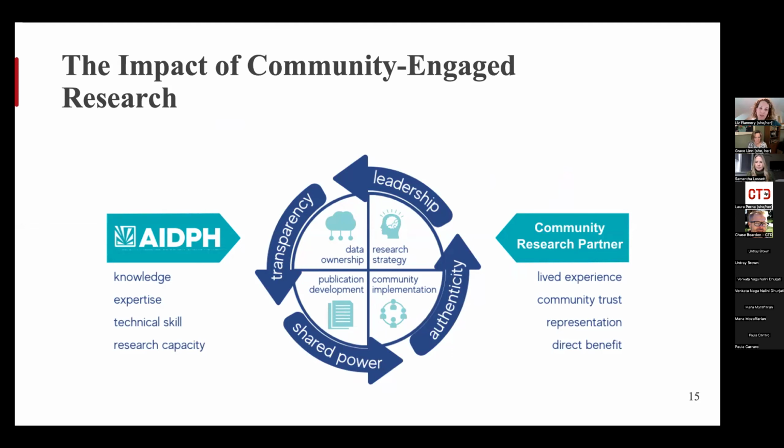Over to the left, we have American Institute of Dental Public Health. And as an organization, we have knowledge, expertise, technical skill, research capacity. And over to the right, we have community research partners. And our communities have the lived experience, the community trust, the representation, and the direct benefit of the research. And in the middle, we have a graphic representing how we can interact together by sharing strategies, working together, ensuring the community owns the data, working together on publication development, and then working to implement that data in the community. So just a note here that this is really at the foundation of how we approach our work. And when we're talking about data and research, we really encourage the community engaged approach. We can go to the next slide.